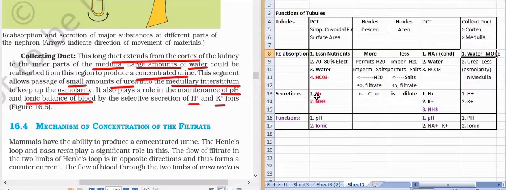Secretions are also hydrogen, ammonia, potassium, and phosphate. All of this will be removed, especially hydrogen, ammonia, and K plus will be removed.